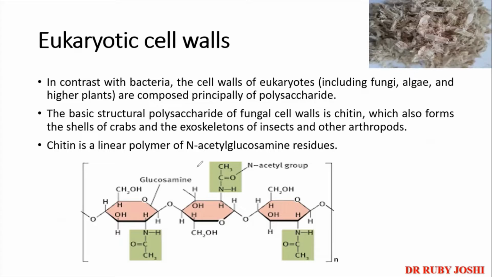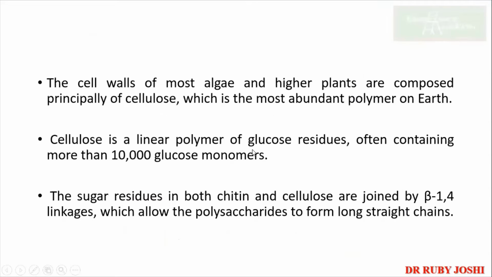Anyways, now coming back. Chitin is a linear polymer of N-acetylglucosamine residues. This is the structure. Glucose, and when you add an amino group, it becomes glucosamine. You add an N-acetyl group, it becomes N-acetylglucosamine. Clear. No need to remember the structure, you can skip. The cell walls of most algae and higher plants are composed of cellulose, which is the most abundant polymer on earth.